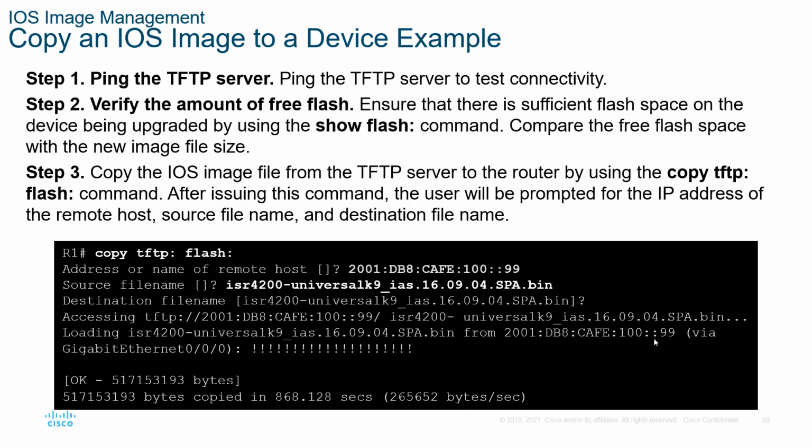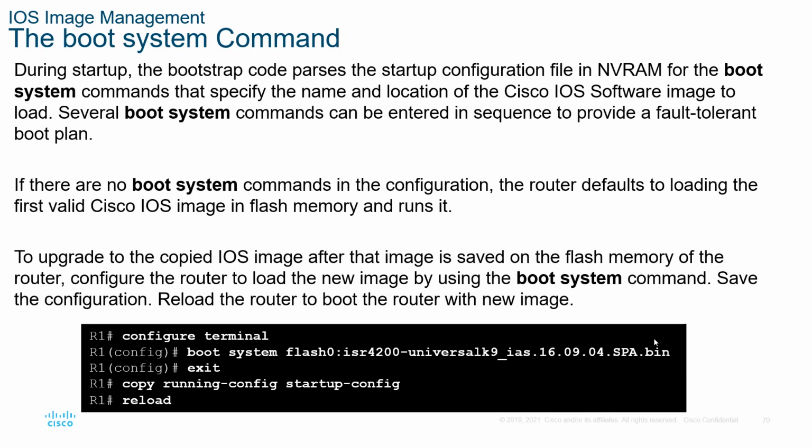So let's say you do this process. Now you have two IOS files on your device. How do you configure it so that it will load the specific one you want?